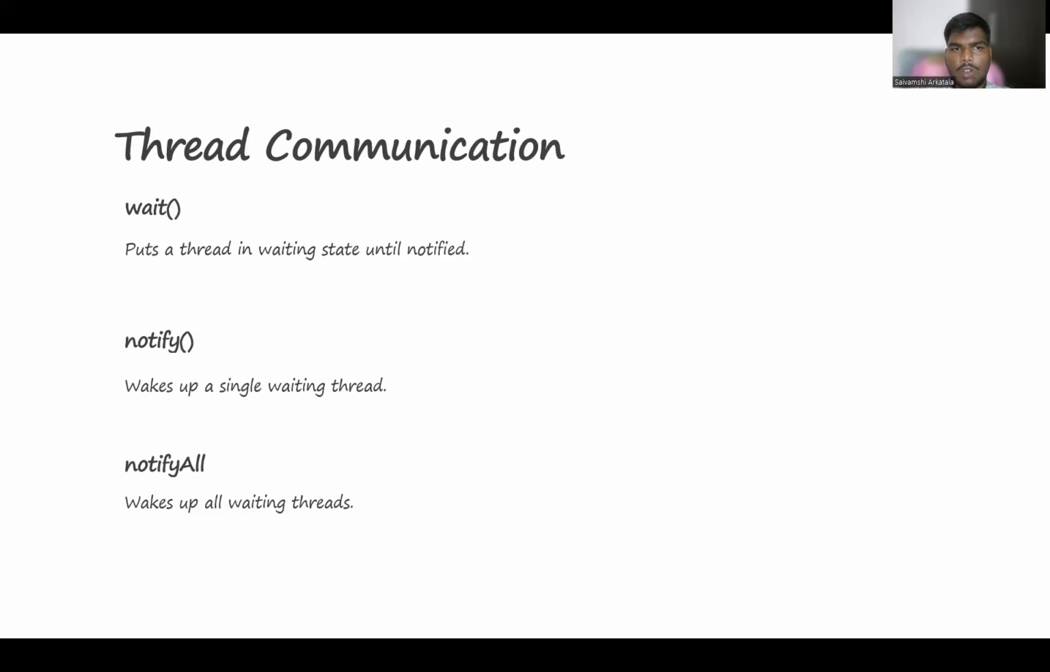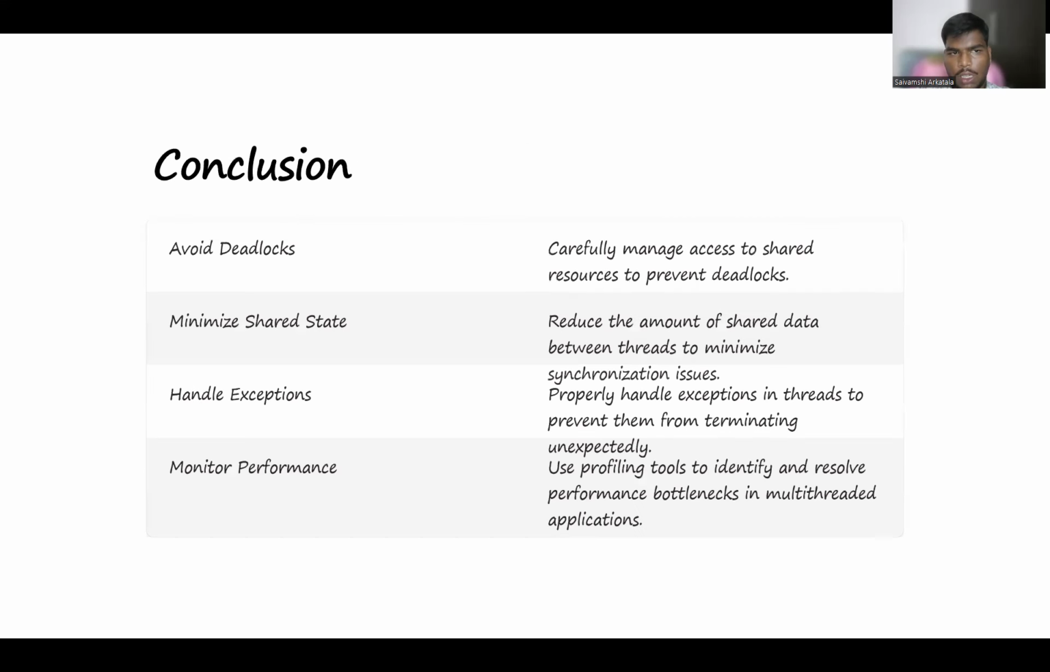So, three methods of thread communication. Wait puts the thread in a waiting state until it is notified. Notify wakes up a thread and makes it ready for execution. Notify all wakes up all the waiting threads and makes them ready for execution, priority-wise.